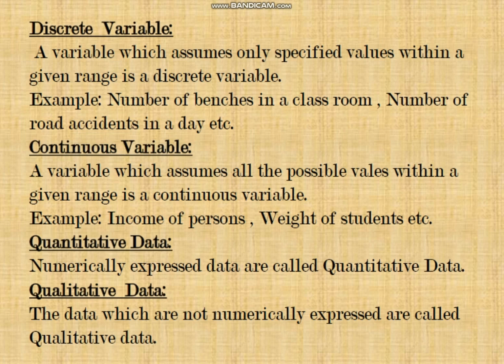Next, let us look at the second type, that is continuous variable. A variable which assumes all possible values within a given range is called a continuous variable. Suppose, say, income of persons. Suppose you are earning a 5-digit salary, that is 40,000, 50,000, 60,000. They will not be exactly the same.